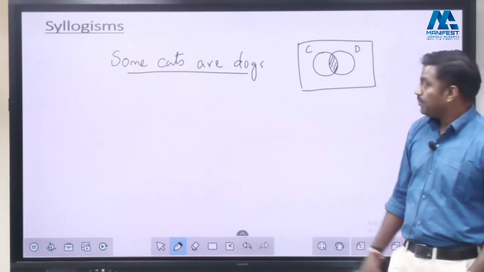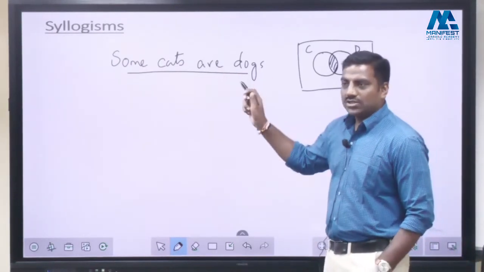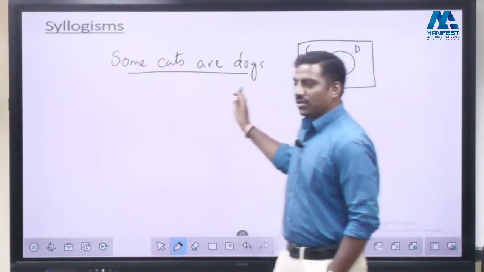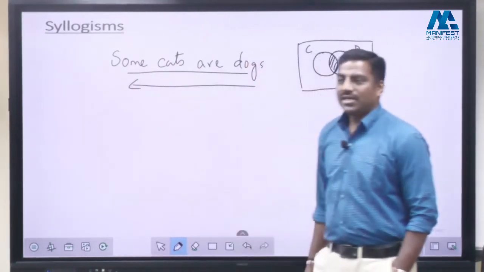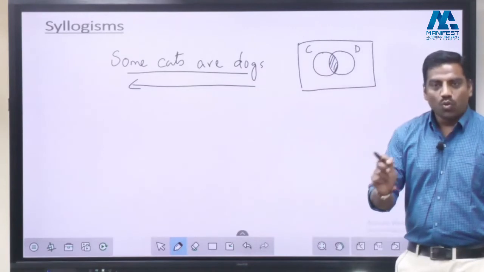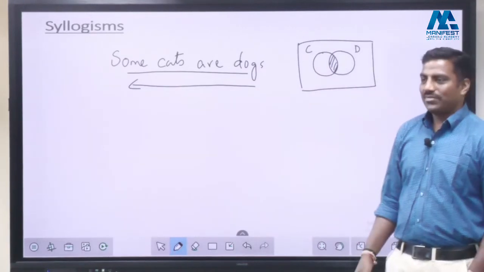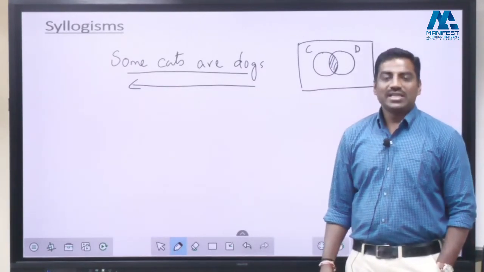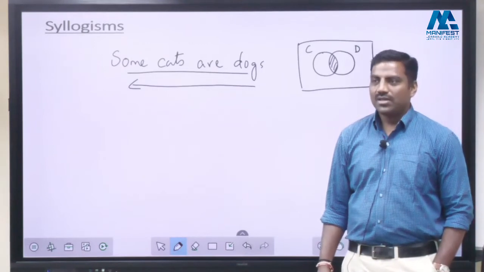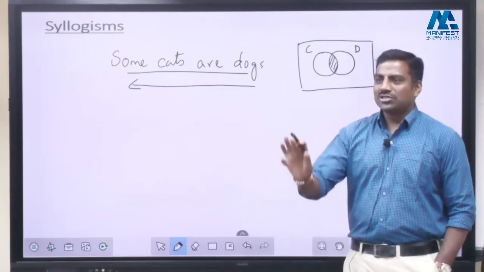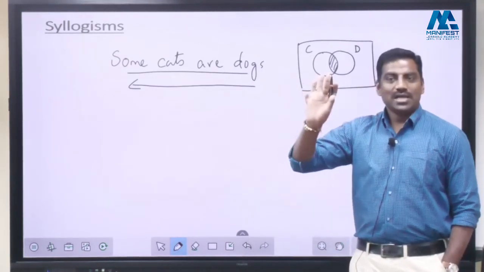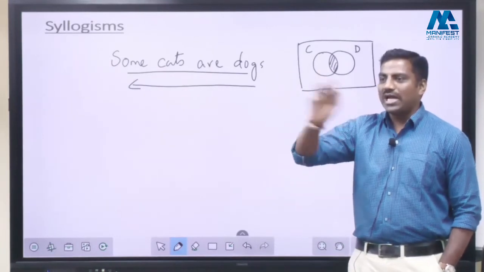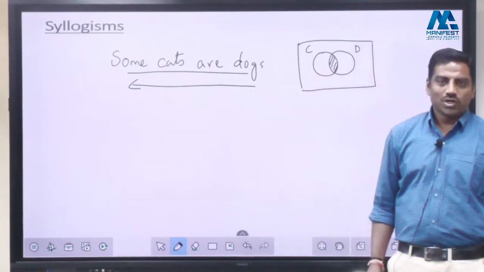So when they give some cats are dogs, what can we read? Some dogs are cats. That is the only truth that we get. Getting my point? When they say some cats are dogs, then we can say some dogs are cats. That's it. Apart from that, we cannot draw any other conclusion.